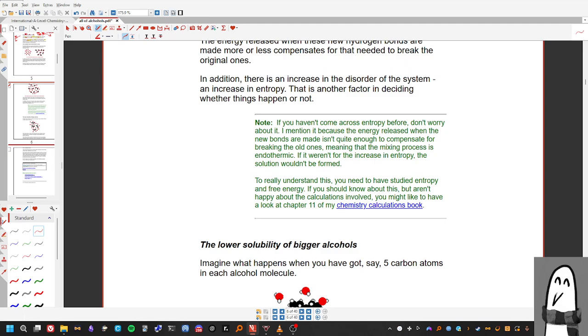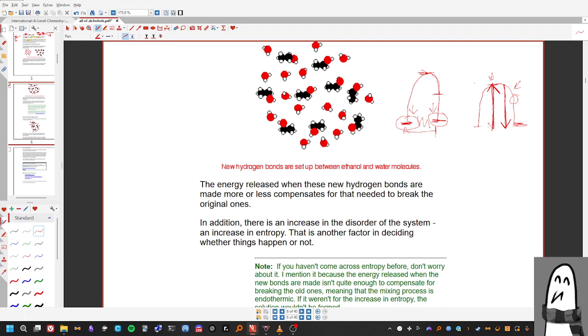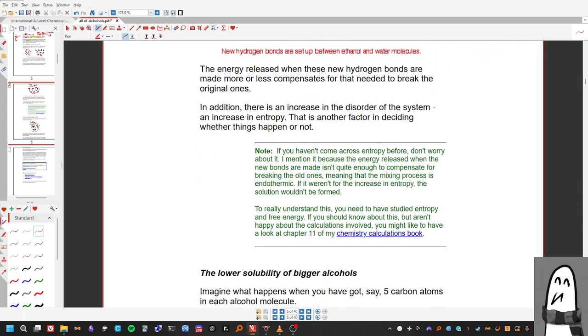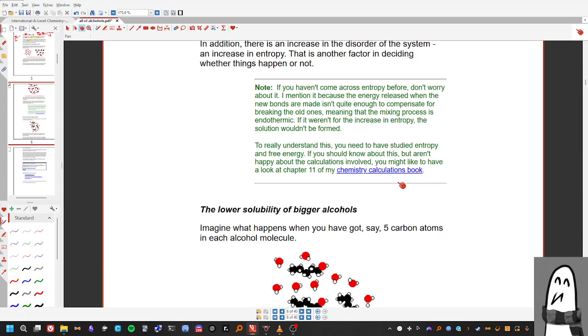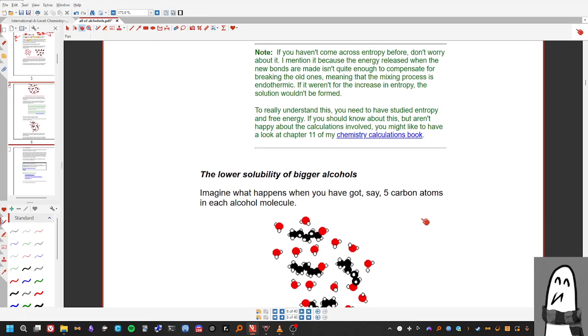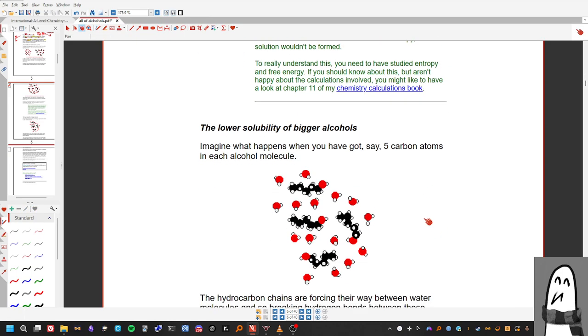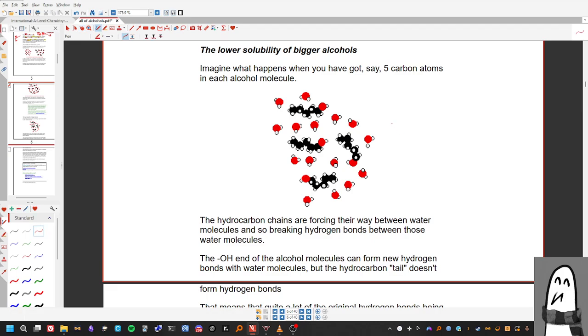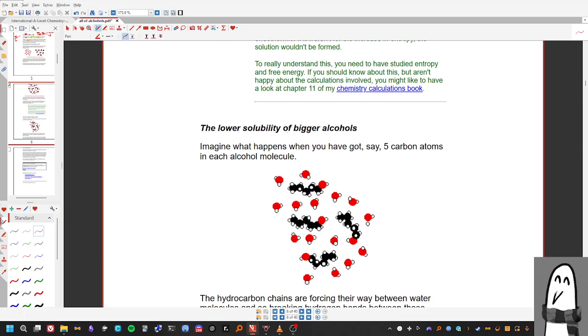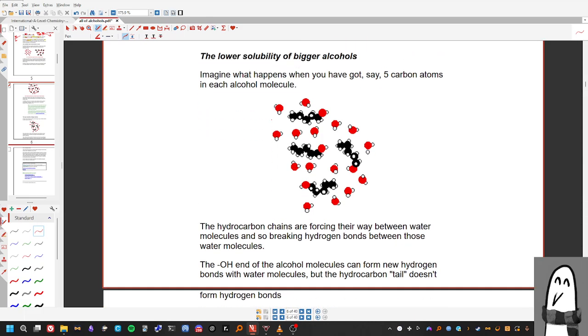So naturally it would be like this much, and then entropy covers this last bit, which makes it a fully natural process where a solution can be formed. However, if it wasn't, then it would be endothermic and the reaction wouldn't happen. To understand this, you would need to have studied entropy and free energy. If you should know about this but are not happy about the calculations involved, you might like to look at chapter 11.